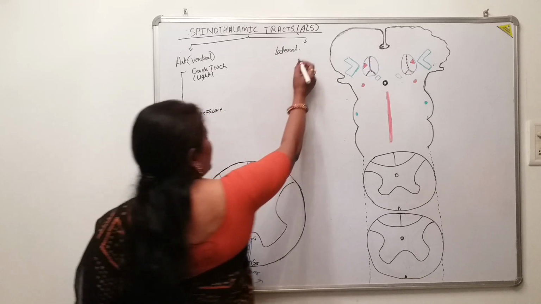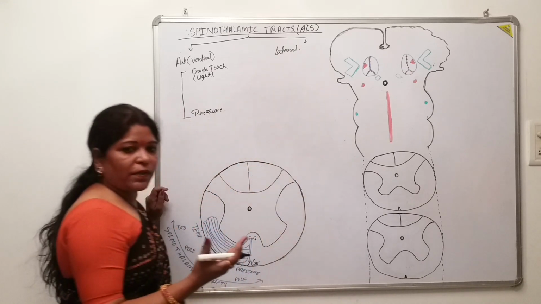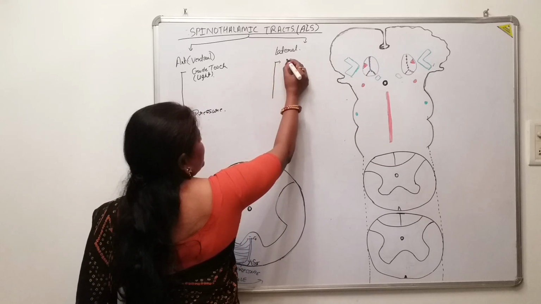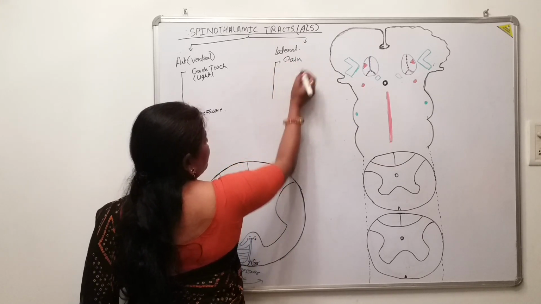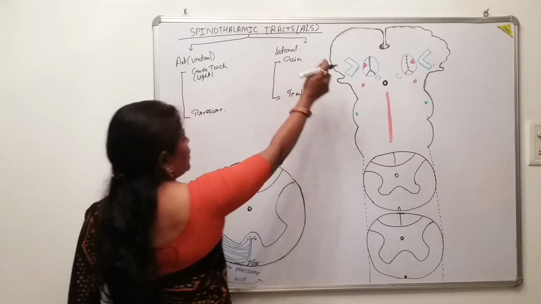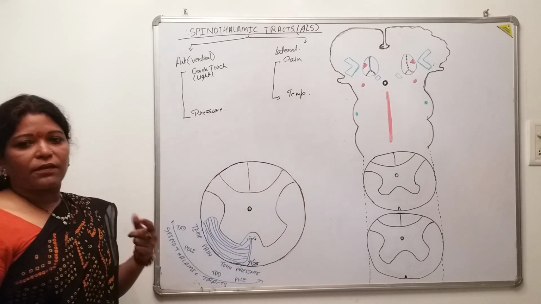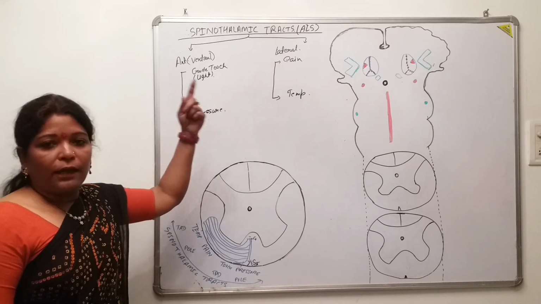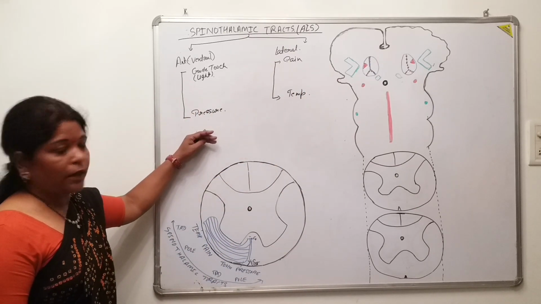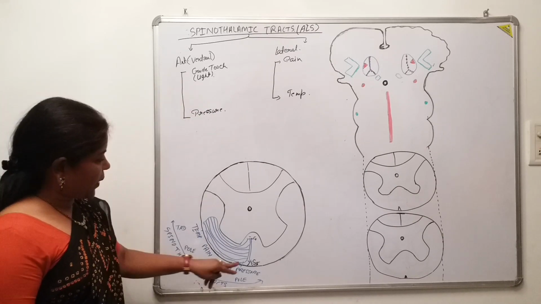Then the lateral spinothalamic tract carries which type of sensation? It is the pain and the temperature. A very, very important pathway from the examination point of view: the pain and the temperature pathway. That means the pain and the temperature sensations are carried by the lateral spinothalamic tract, whereas the crude touch and the pressure sensations are carried by the anterior spinothalamic tract.